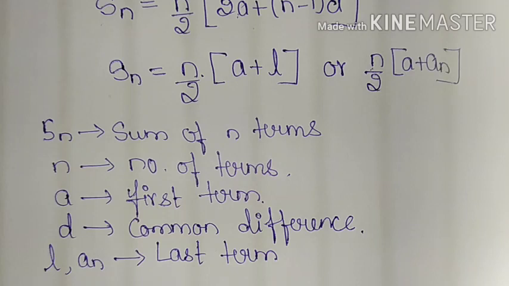If we say sum of first 20 terms of AP, then the last term of that AP will be the 20th term. Otherwise, if we say sum of first 1000 terms of any arithmetic progression, then the last term will be the 1000th term. So l or an denotes the last term of our arithmetic progression.